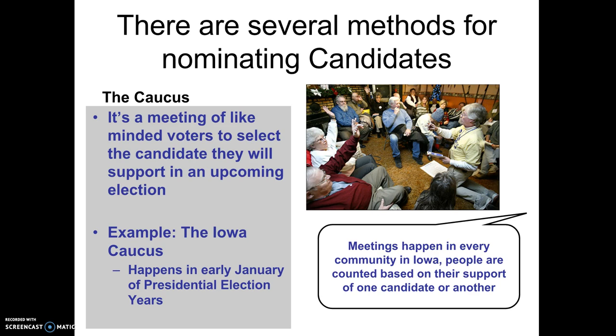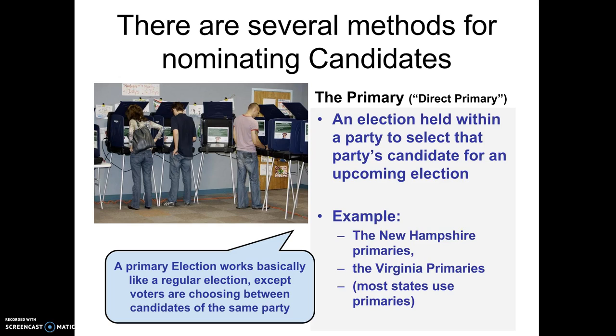The Iowa caucus typically happens really early in the year of a presidential election year, and every community in Iowa will have a meeting, kind of like this one, where Iowa voters are counted for their first choice in who the Republican Party and the Democratic Party should run for president in that year. But this isn't the only method that states and parties use to select candidates.